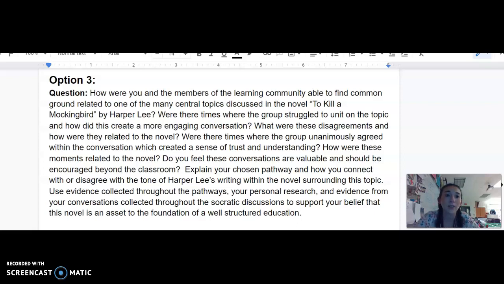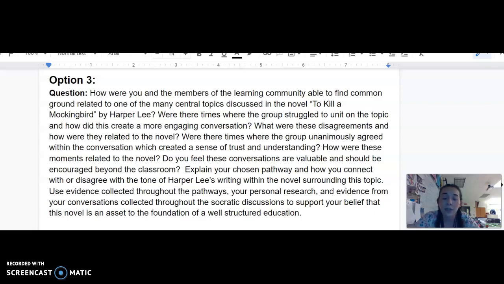So option 3, the question goes, how were you and the members of the learning community able to find common ground related to one of the many central topics discussed in the novel To Kill a Mockingbird by Harper Lee? Were there times where the group struggled to unite on the topic, and how did this create a more engaging conversation? What were these disagreements, and how were they related to the novel? Were there times where the group unanimously agreed within the conversation, which created a sense of trust and understanding? How were these moments related to the novel? Do you feel these conversations are valuable and should be encouraged beyond the classroom?